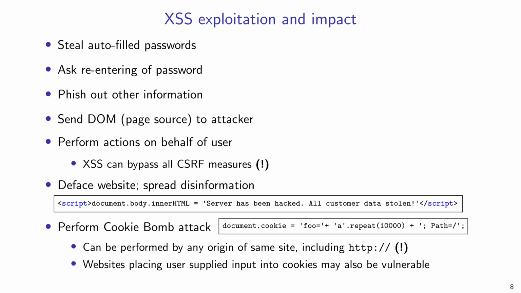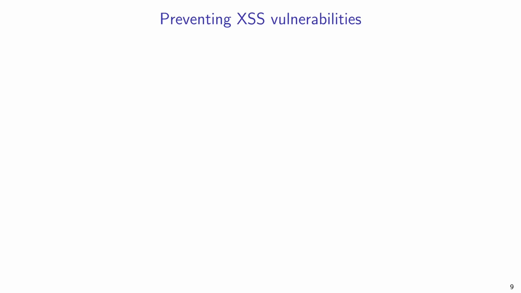Anyhow, so these are perhaps the most interesting XSS exploitation scenarios to mention. The takeaway here is that the impact of XSS can be quite severe, even though it is a client-side vulnerability that cannot be used to compromise the server. Let's move on to the topic of preventing XSS vulnerabilities. And there are a couple of things that we can do.